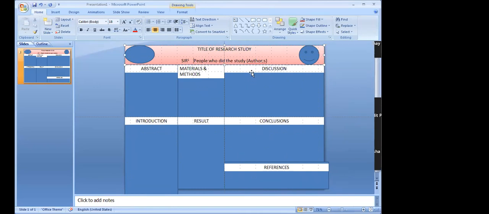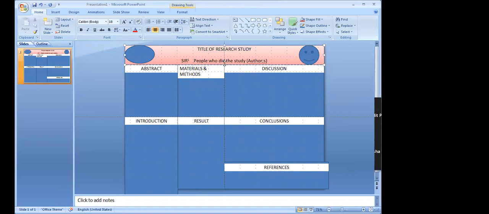Okay, and along with those authors' names, you need to mention which institute they are working in. Okay, after this presentation I will share one slide, so you will get a clear idea about how a research poster can be made.